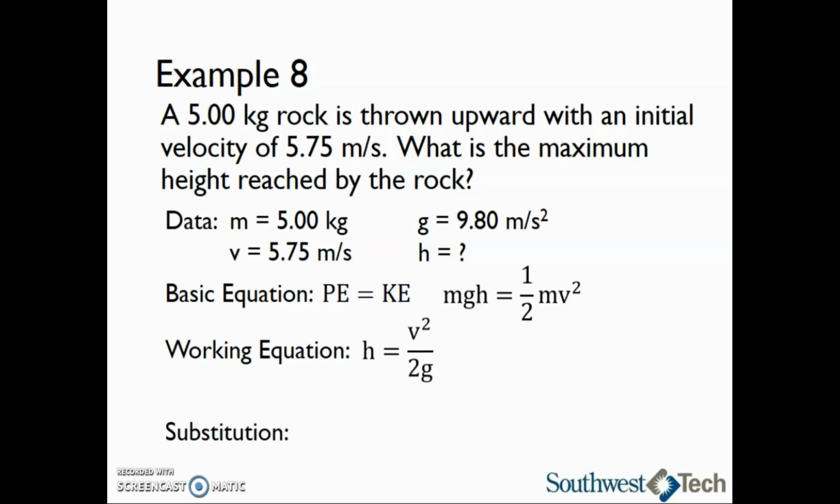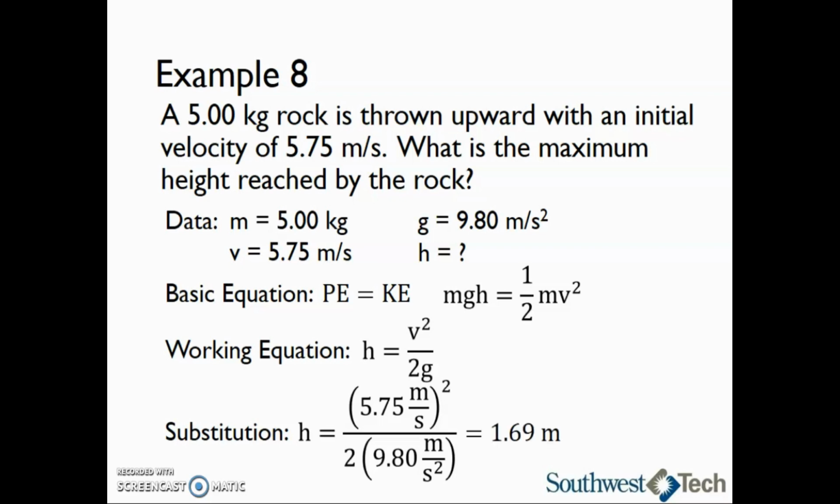Next, we can substitute the data we are given so that height equals 5.75 meters per second, all squared, divided by 2 times 9.80 meters per second squared. This should give us a height of 1.69 meters.